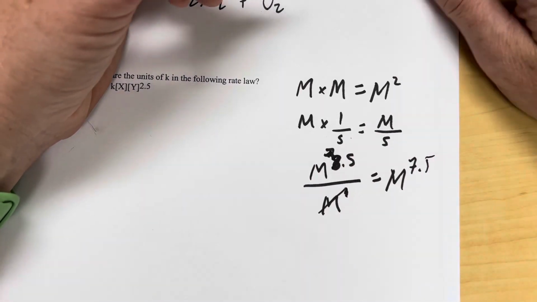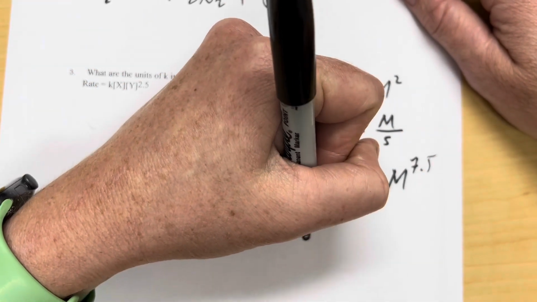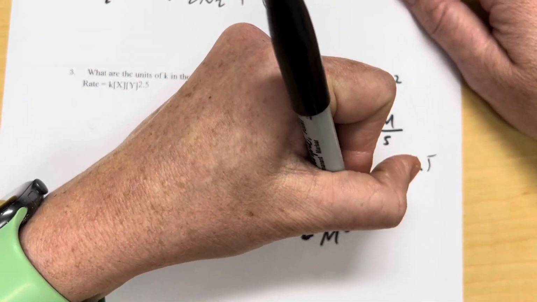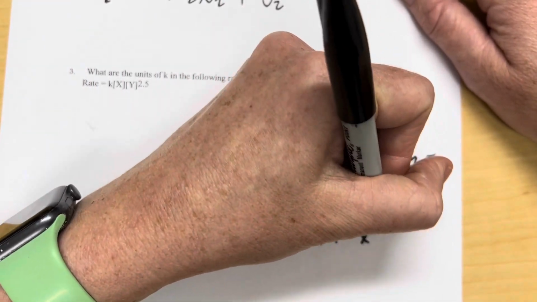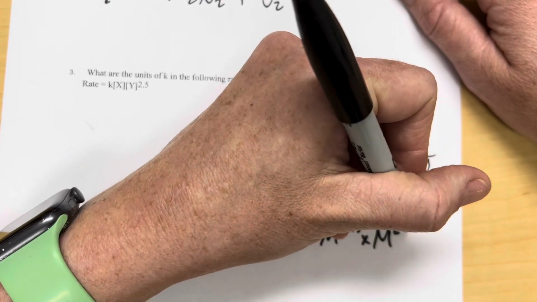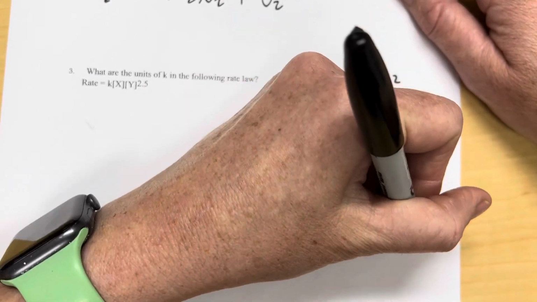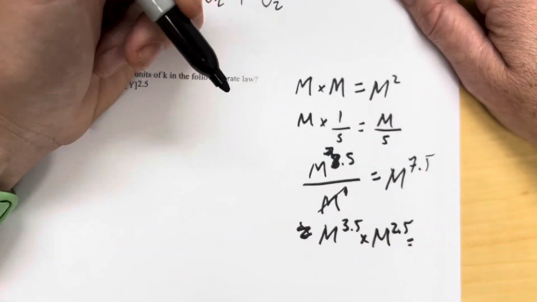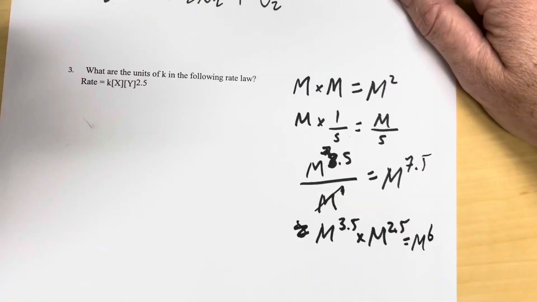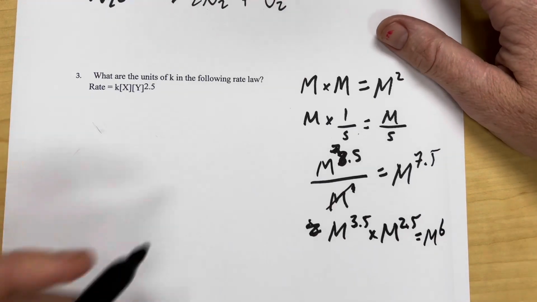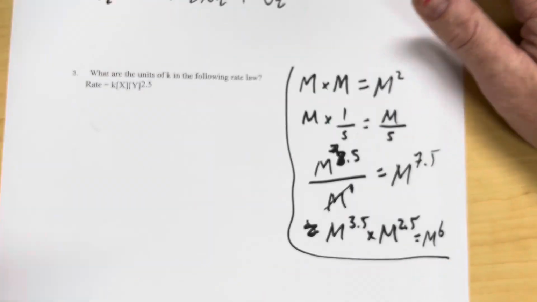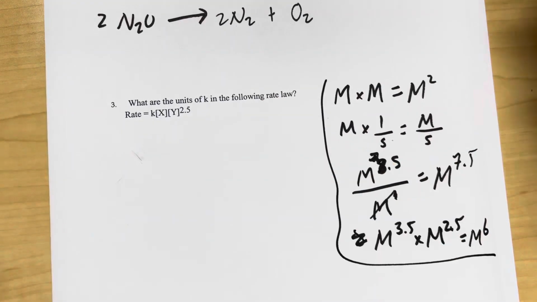You subtract exponents when you divide, and when you multiply, so if I have an M to the 3.5 times an M to the 2.5, let's go crazy here, when you multiply, you add. So 3.5 plus 2.5 is equal to 6. So that'd be an M to the 6. All right, with that information there, let's move on to this.